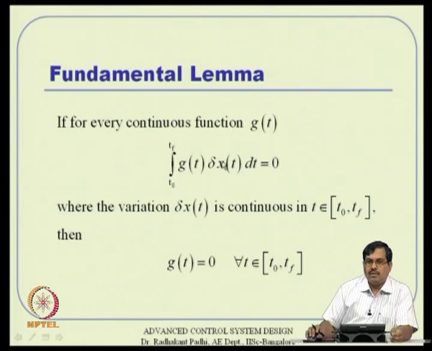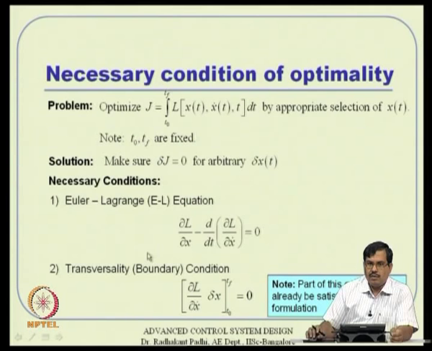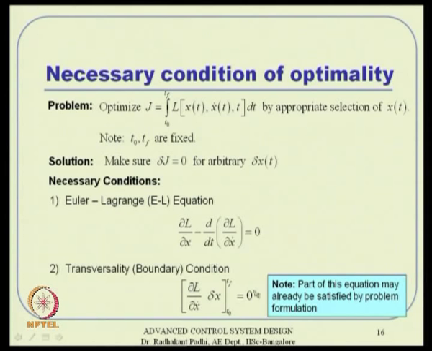And hence, these conditions will pop up naturally. The first of them tells us that del L by del x minus d by dt of del L by del x dot is equal to 0, which is very famously known as the Euler-Lagrange equation. And then, associated with that, we have a boundary condition, or transversality condition, actually.